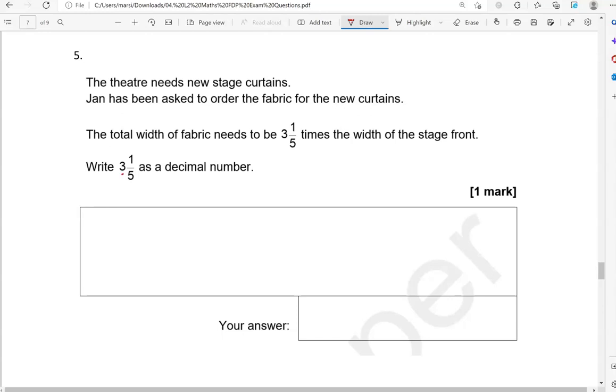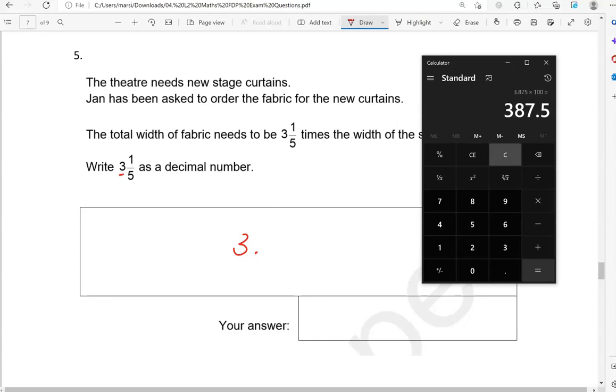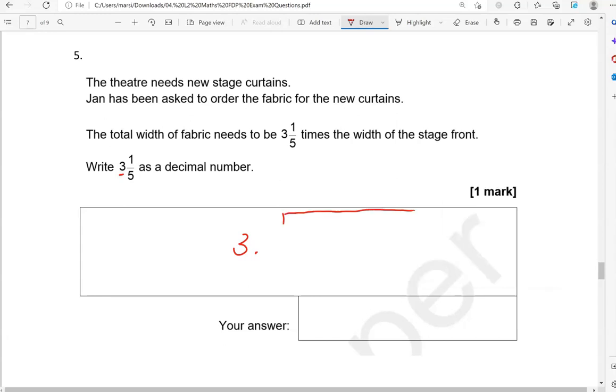So we've got that whole number, which is 3 in front. So the answer is going to be 3 point something. What is 1/5 as a decimal? It's the same as asking what is 1 divided by 5. And hopefully you should know what that looks like. I'm just going to show it here first before I use the calculator, because this is an important point.